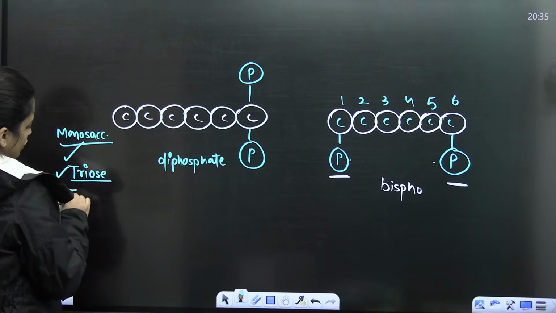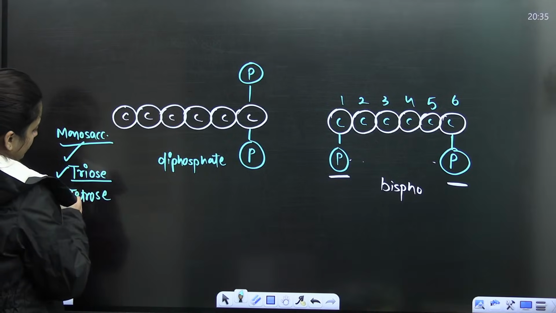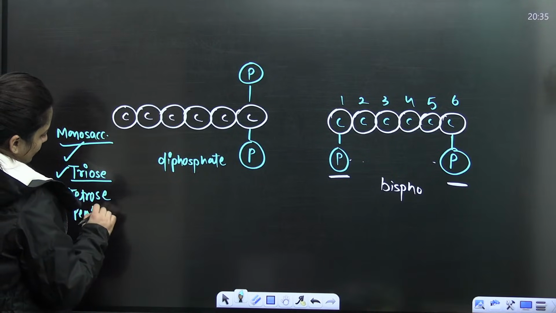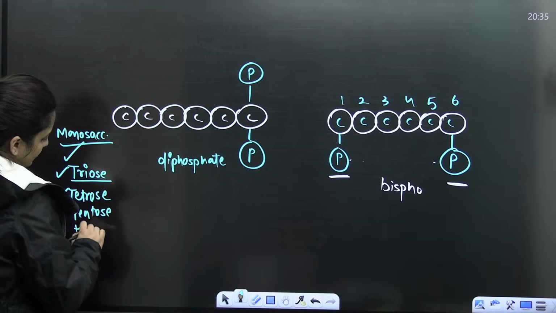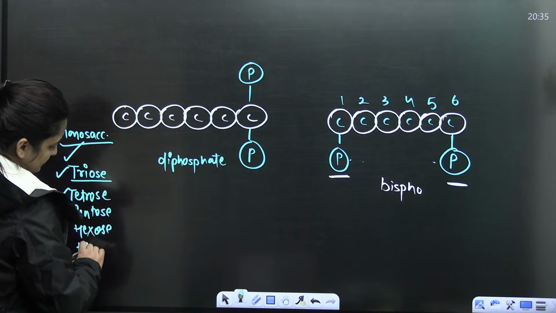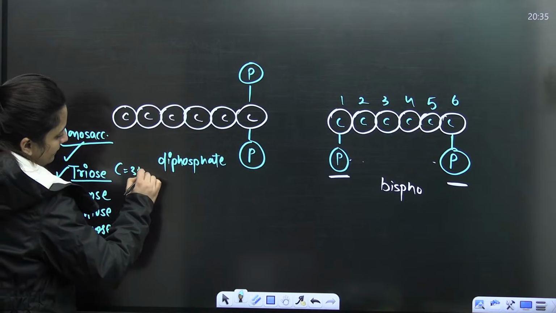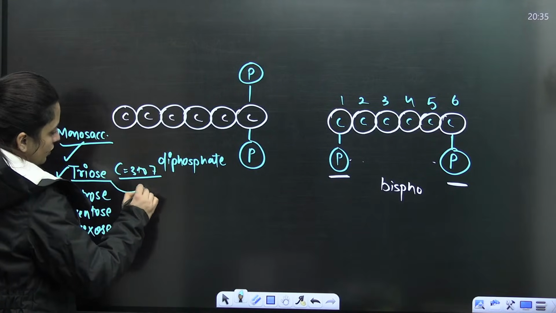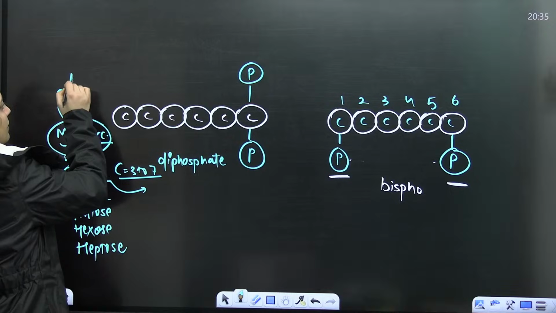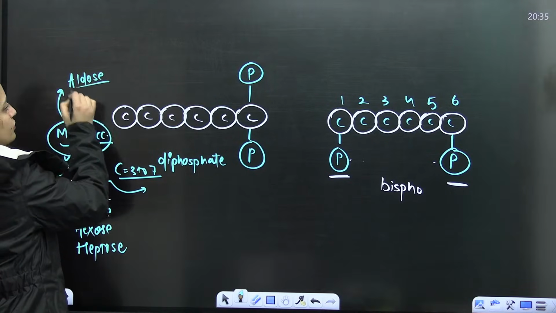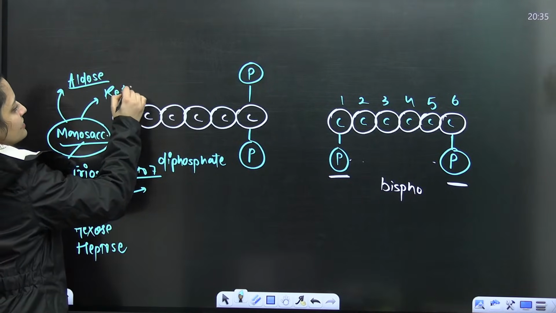So you have triose, tetrose, pentose, hexose, heptose. That's what we discussed there. Basically, in the monosaccharide, you see the carbon number is from 3 to 7. So, in the monosaccharides, if an aldehyde group is there, it is aldose. If a ketone group is there, then it is ketose.